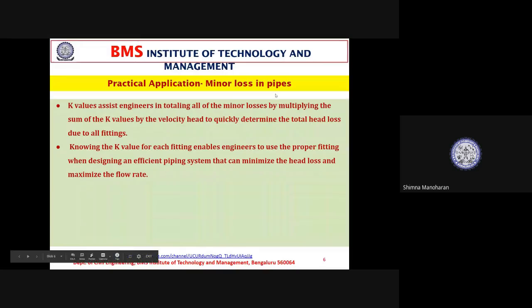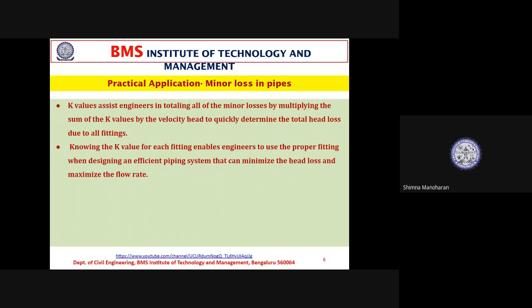The practical application for minor losses in pipes is that the K value is used to help the engineer determine the total minor losses, by multiplying the sum of these K values by the velocity head to quickly determine the minor losses due to all fittings, bends, sudden expansion, contraction, etc. Knowing this K value, the engineer will be able to suggest a proper fitting while designing a pipe system, so that the efficiency of the pipe system can be enhanced by minimizing head loss and maximizing the flow rate.